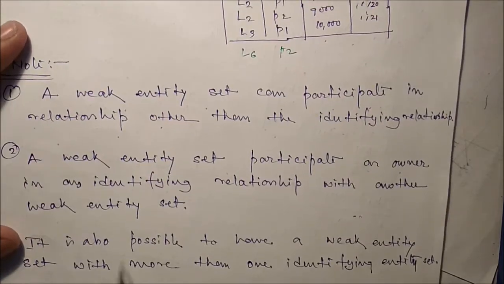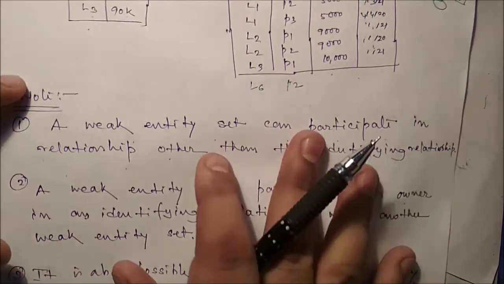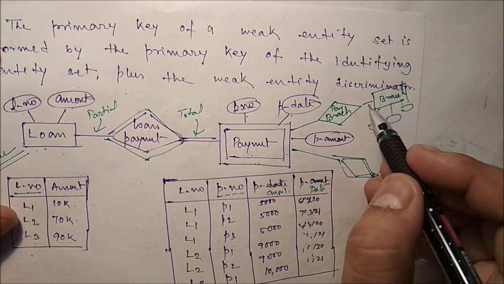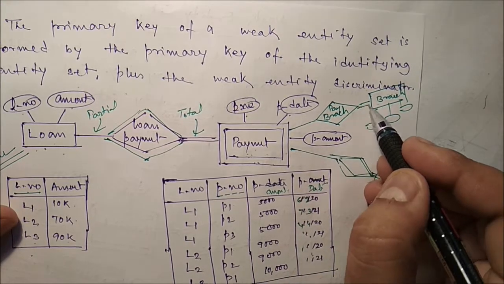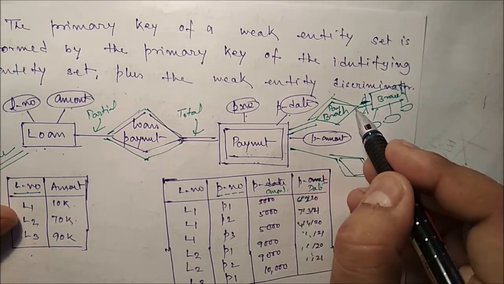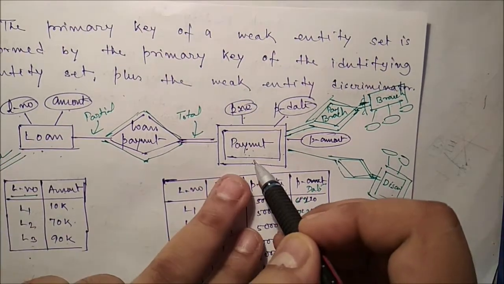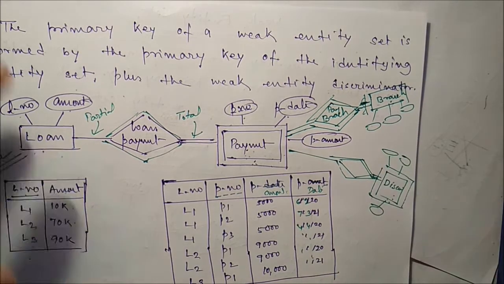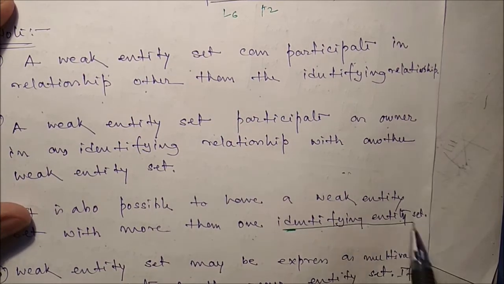Okay. Now it is also possible to have a weak entity set with more than one identifying entity set. Now it may be possible a weak entity set may have more than one identifying entity set. Now suppose this is also an owner entity set of this particular payment. So we can add this one. If you put this one and this one, it indicates this is the weak entity set, and this weak entity set has two owner entity sets, loan as well as the branch. Are you getting this one? So it is also possible to have a weak entity set with more than one identifying entity set.